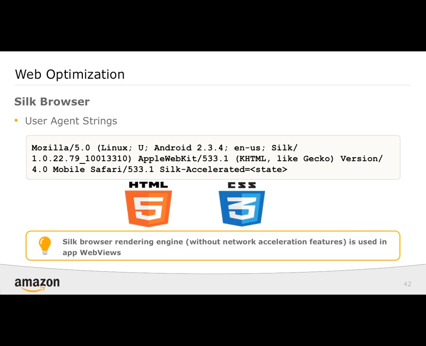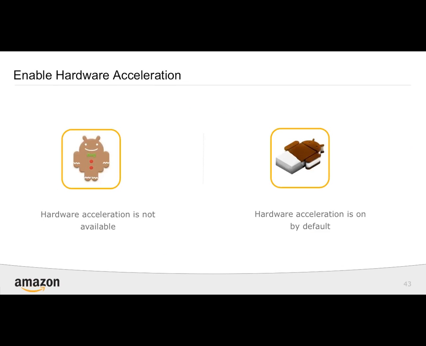HTML5 video is supported. Flash is not supported. Hardware acceleration is on by default on our devices that use Ice Cream Sandwich. So API level 15 devices all have hardware acceleration turned on. The only device that does not have hardware acceleration turned on is our API level 10 device, the original Kindle Fire.